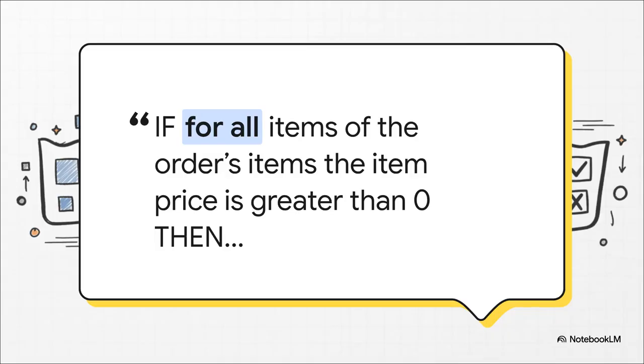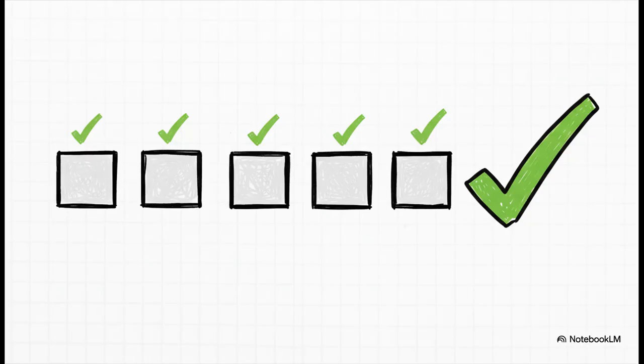But what about the total opposite? What if you need to be a strict inspector and make sure that every single item in the list meets your standard? For that, you use for all. This operator looks at every single item in that collection. No exceptions. If even one of them fails the test, like having a price of 0, the whole thing is false. This is your absolute best friend for writing validation rules.